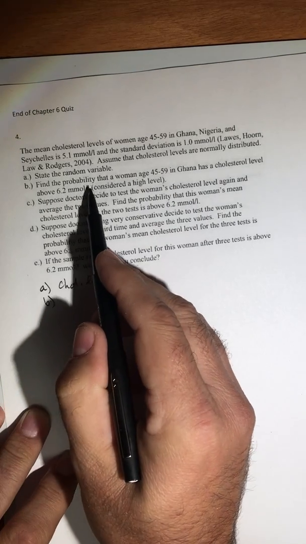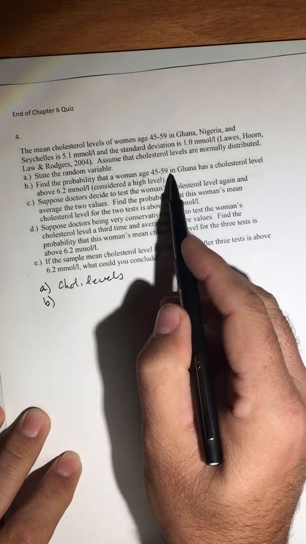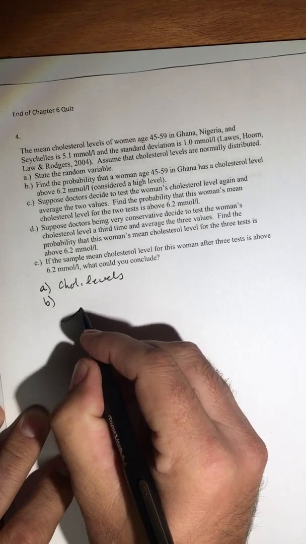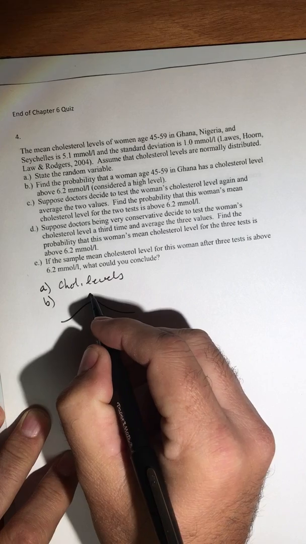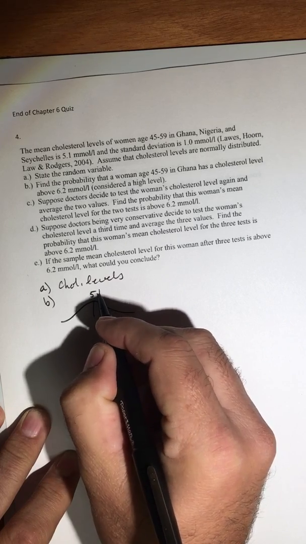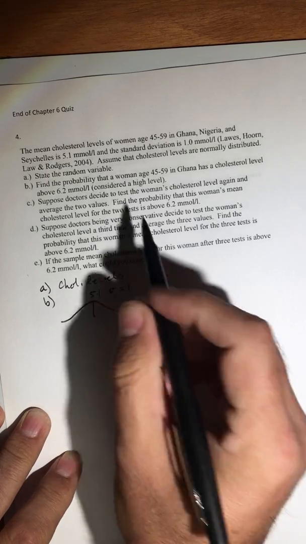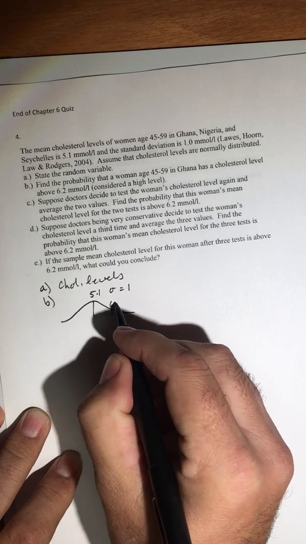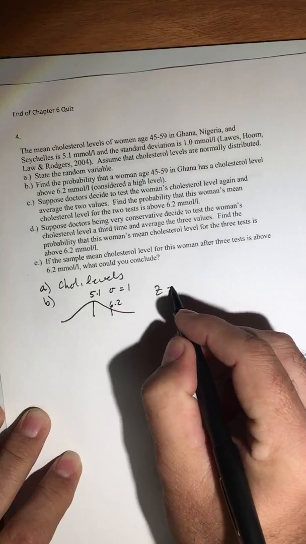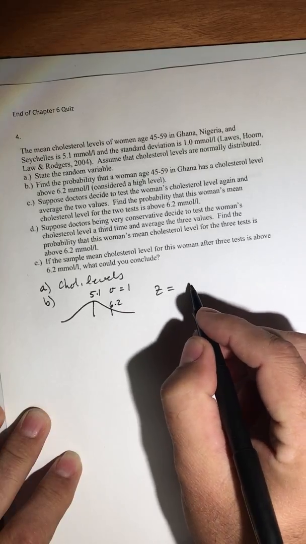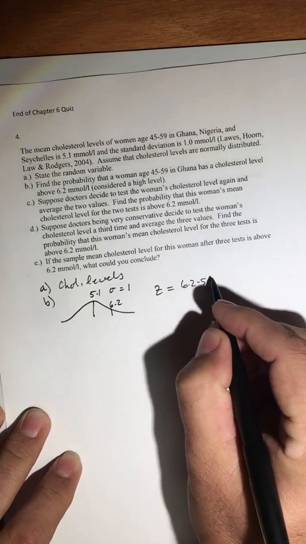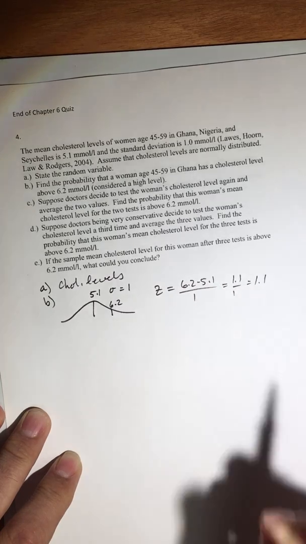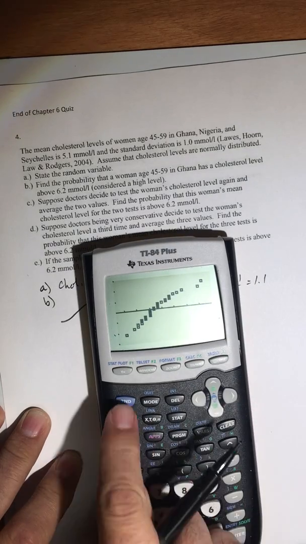B, find the probability that a woman aged 45 to 59 in Ghana has a cholesterol level above 6.2. All right, so we know we're dealing with a normal distribution. The center of the distribution is at 5.1, standard deviation is 1, and we want to be at 6.2, so that's going to be a little bit out here, more than 1 standard deviation. Let's find our z-score. So it's going to be 6.2 minus 5.1 divided by 1, which is 1.1 over 1, which is 1.1.